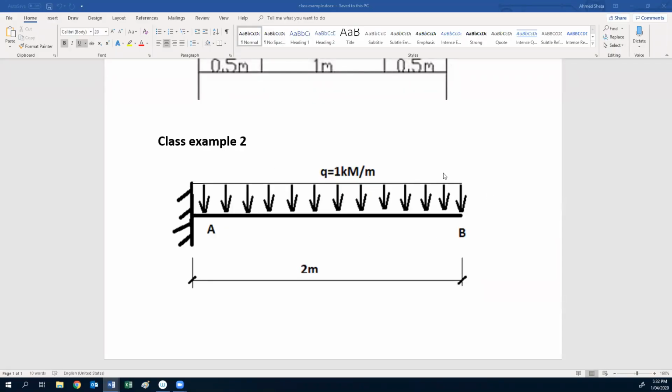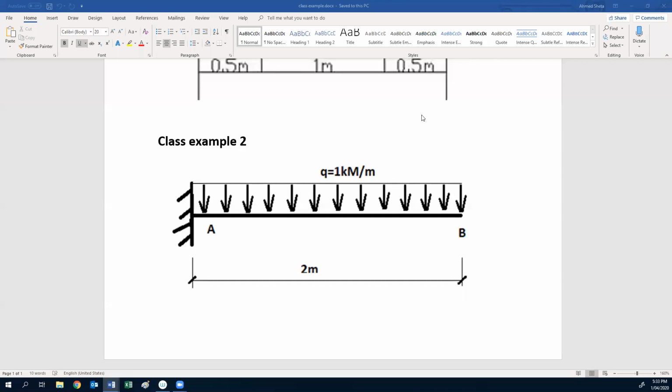I think this is an example, but it's very easy. Do you have any comment on this one? We have done it just now. Yeah, it's the same as the uniform load we did just now. So it is a very simple one, and we don't need to waste time on it.